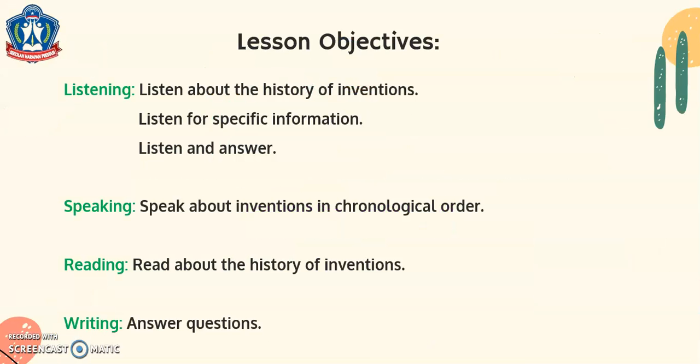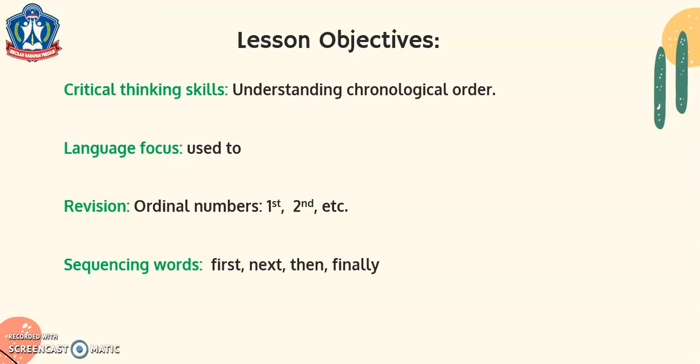Our lesson objectives are the following. For listening, listen about the history of inventions. Listen for specific information. Listen and answer. For speaking, speak about inventions in chronological order. For reading, read about the history of inventions, and writing, answer questions. For critical thinking skills, understanding chronological order.